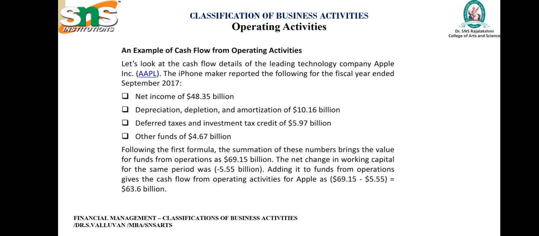The net change in working capital for the same period was minus 5.5 billion. Adding it to the funds from operations gives the cash flow from operating activities of Apple from 69.15 billion. Subtract the net change in working capital, that is 5.5 billion, and we get 63.6 billion US dollars. That is the cash flow from operating activities.